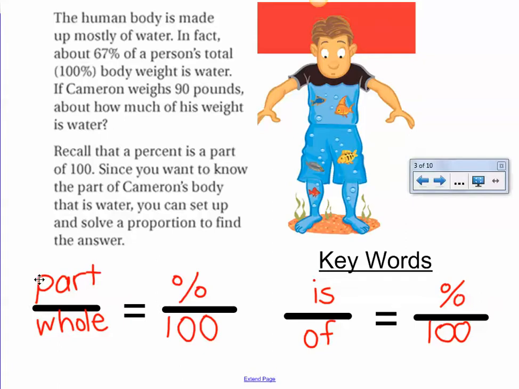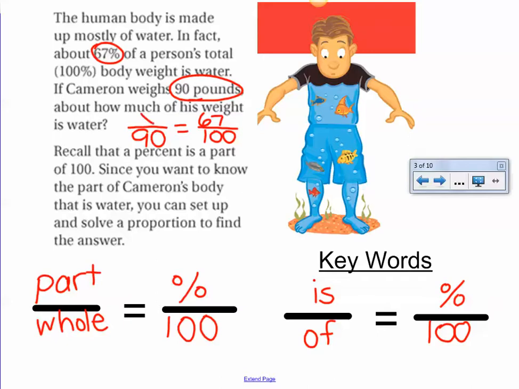So let me think through this problem. It tells me I have 67% and that Cameron weighs 90 pounds. If I were to plug numbers into my proportion, you don't have to write this one down, but I know that 67% is always going to go over the 100 because that's what it says in my proportion. Then I have 90 pounds. Is that part of what Cameron weighs, or the whole amount that Cameron weighs? That's Cameron's whole weight, so I would put the 90 down there.